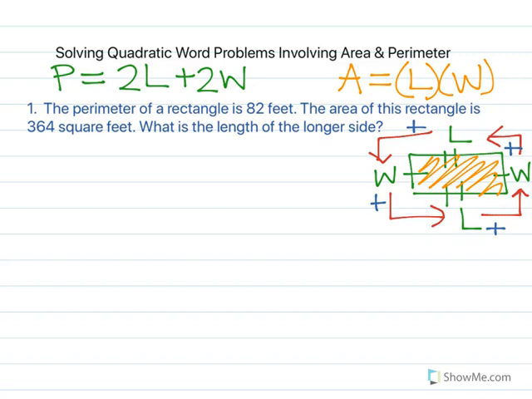But the first question that we have is: the perimeter of a rectangle is 82 feet. The area of this rectangle is 364 square feet. What's the length of the longer side?